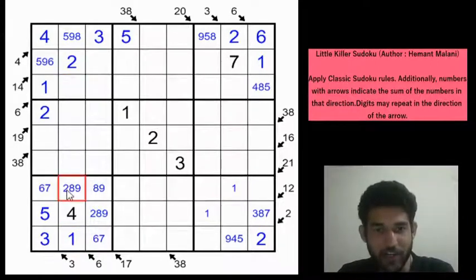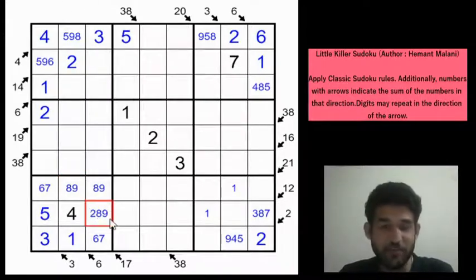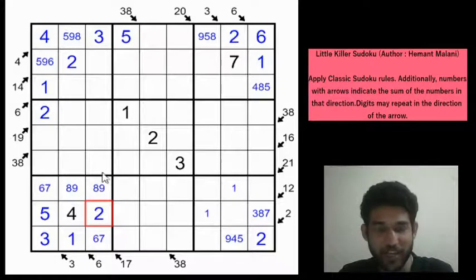So you get a 2 here, so 2 is eliminated from here. So this will be 8 and 9. And for this reason, little killer Sudokus can be very fun. At the same time, if you are not able to find that one continuation, it can be very frustrating too at times.